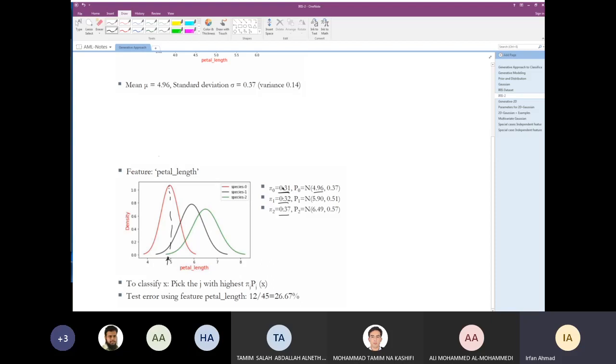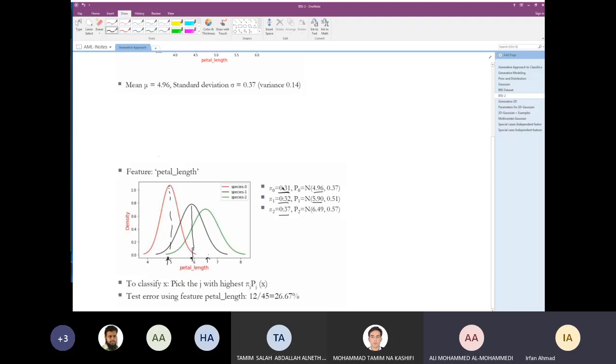0.96. And similarly, the mean for the second class, species 1, is very close to 6. It's 5.90. And similarly, 6.49 is the mean for the third class.